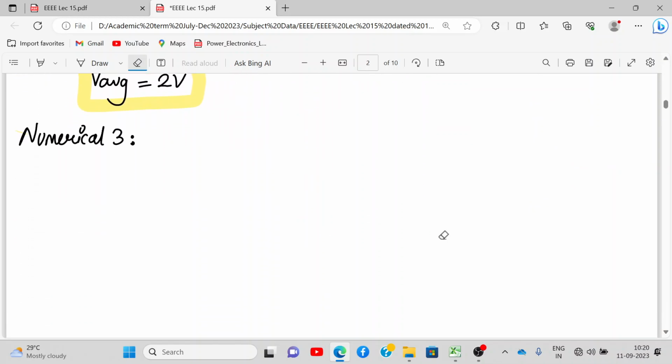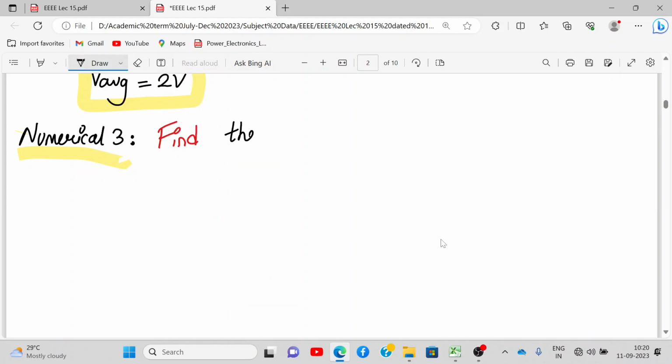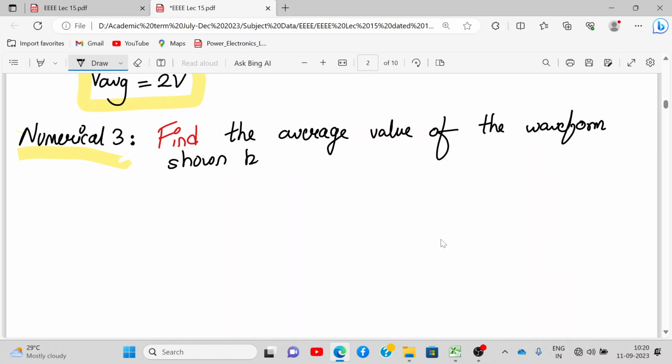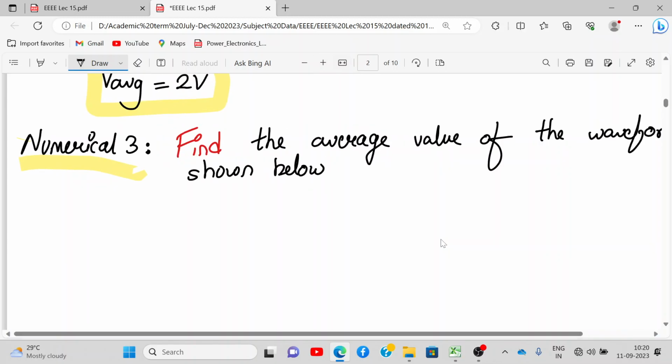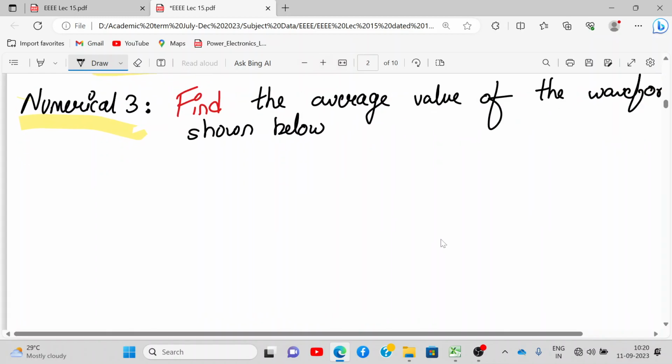So write down numerical number 3. It will be more clear in this numerical actually. Find the average value of the waveform shown below. So let me draw the waveform. So please kindly draw this waveform, please.